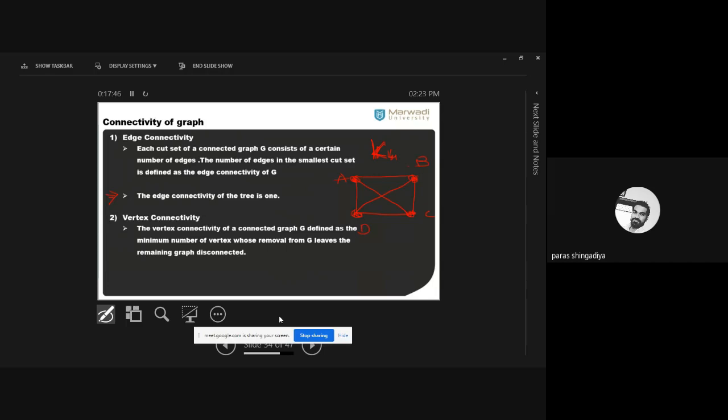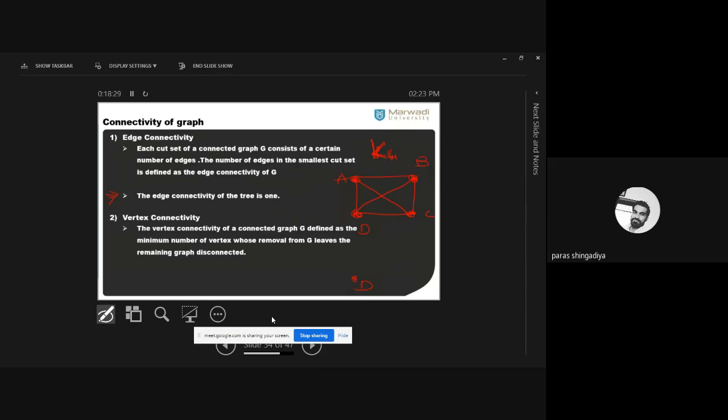Clear? So in any complete graph K3, K4, K5, K6, we cannot find the vertex connectivity. Why is it not possible? If we delete only a single vertex A, then the graph is still connected. If we delete two vertices A, C, or B and D, the remaining part is still connected. Now do it for three vertices. If we delete A, B and C, all the edges with A, B, C will be removed, and what is remaining in the graph? Only D. Only one vertex is remaining, and that is not a disconnected form.